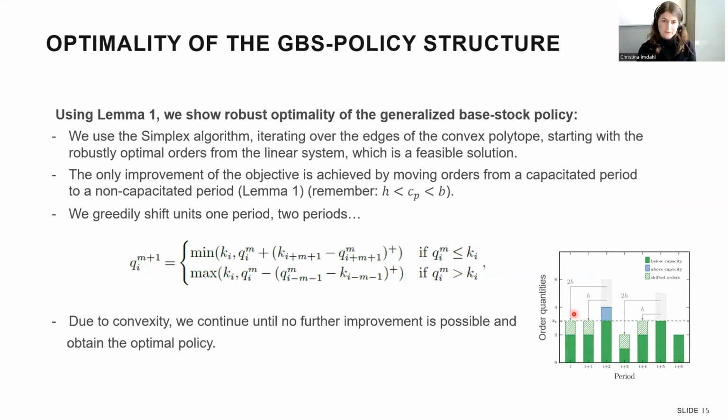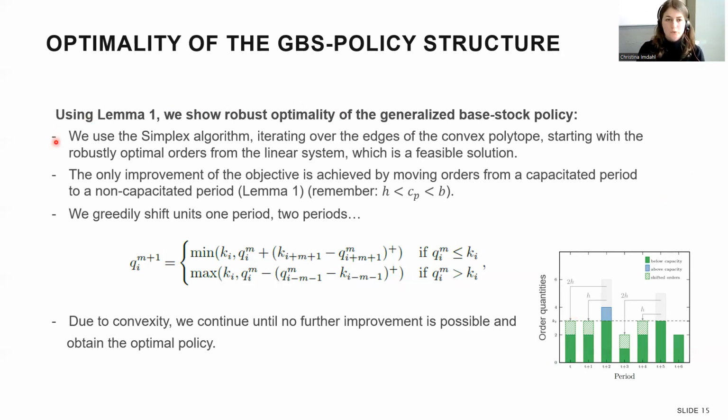And with that lemma, with that shifting idea, we can actually, finally formulate the robustly optimal policy and show that the robustly optimal policy is indeed also a generalized base stock policy. So that is rather nice. We can show that the robustly optimal policy structure is the same as the stochastic optimal policy structure.